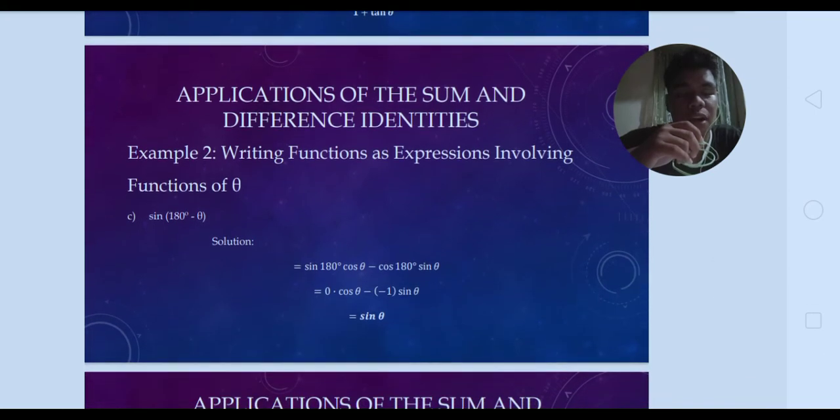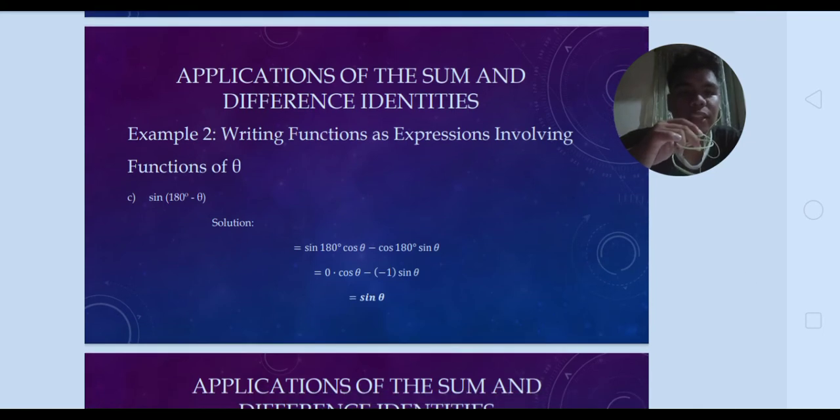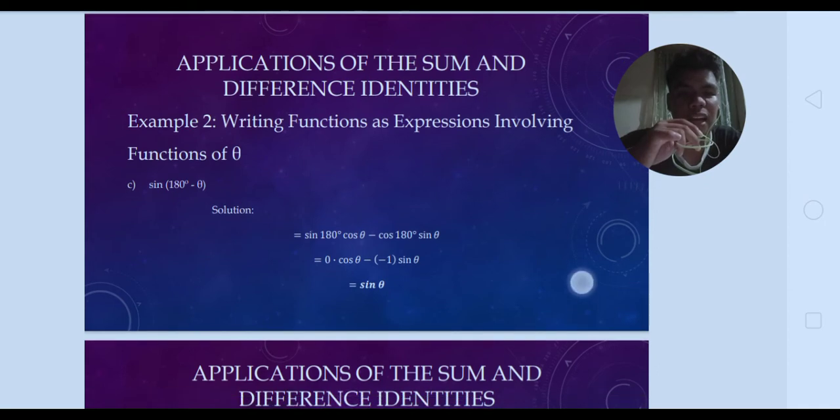Another problem to solve is sine 180 degrees minus theta. Solution. Sine 180 degrees times cos theta minus cos 180 degrees times sine theta. The value of sine 180 degrees is 0 and cos 180 degrees is negative 1. Then we have to perform the indicated operation and simplify, and the final answer is sine theta.